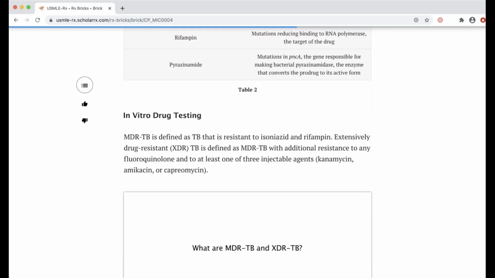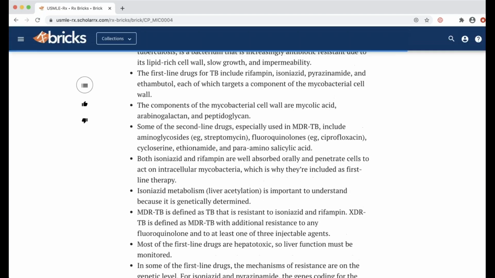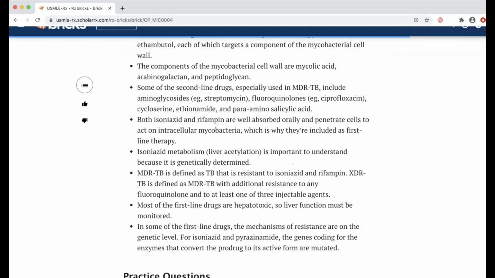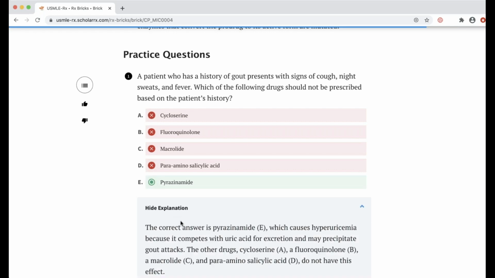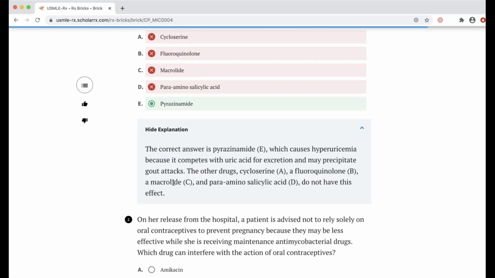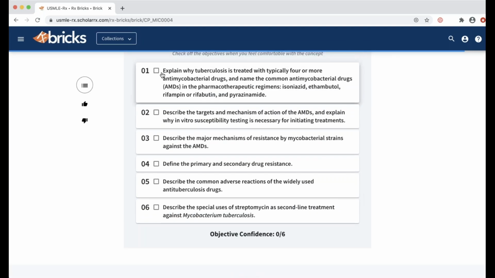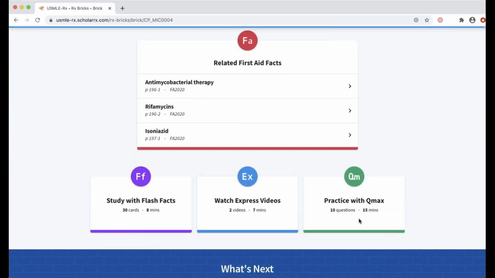But then once you get to the end of the brick, you will see that there is a nice little summary that summarizes all of the key points that you should take away from this brick. We even have some practice questions, and you must select the correct answer to get an explanation. That's a great way to keep you on your toes. Then here are the learning objectives that you should be comfortable with, and you can mark those off based on your confidence. But here's one of the greatest parts about the bricks that really helps you stay organized.